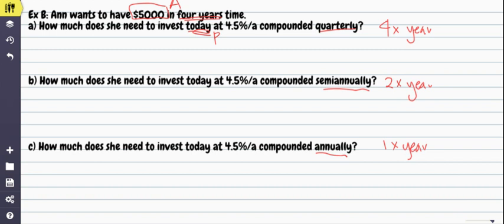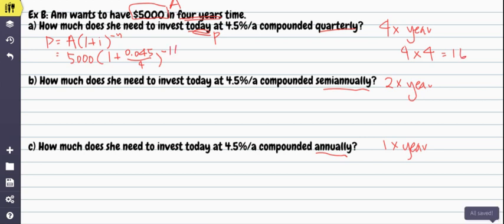So again, we're going to use that formula. P equals A times 1 plus i to the negative n. And A is 5,000. Because we're compounding quarterly, we're going to divide the 4.5%, which is per year, by 4. So 0.045 divided by 4. And then the number of compounding periods, it's 4 years, and it's going to be 4 times a year. So it's 16 compounding periods.